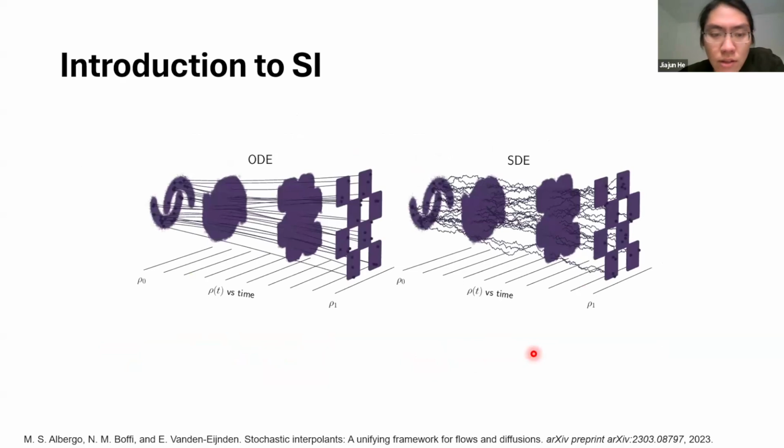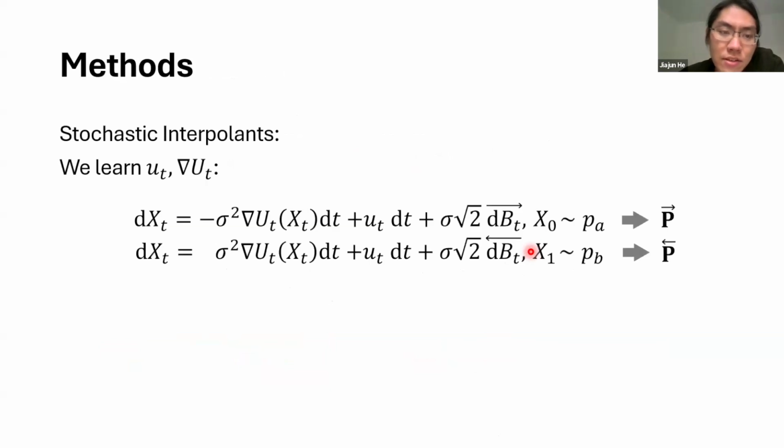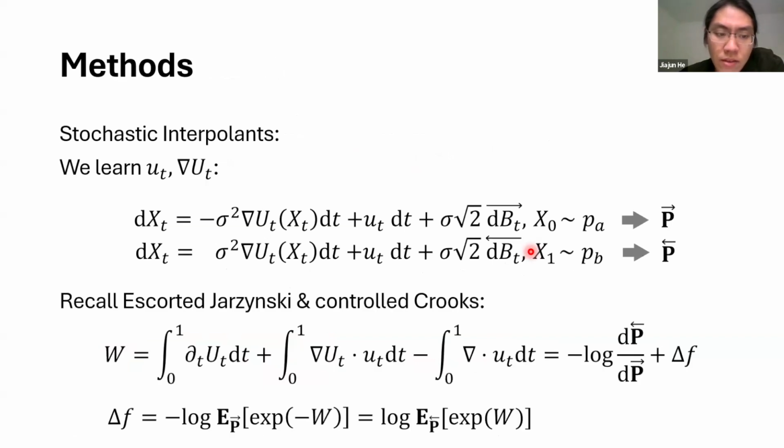And here is the illustration. This is like the ODE, and this is the SDE version of it. After we learn this vector field, we learn this energy path. We can estimate free energy using this Jarzynski equality, the controlled Jarzynski equality. And note that we have two versions to write this work. One is to estimate this one, another is to use this forward and backward path measure. Also, we have two expressions for this delta F.